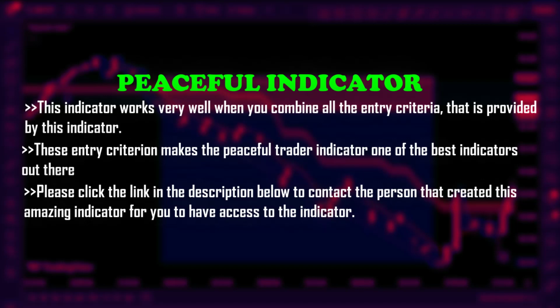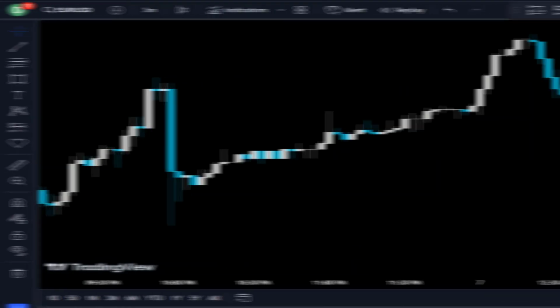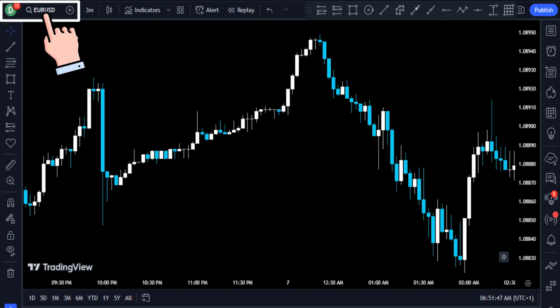Now, let's move on to the second indicator. Here on the chart, you can see that we are trading on the price of euro with the US dollar currency pair, and on the same 3-minute time frame. Now, these two premium indicators work perfectly well on all the time frames.